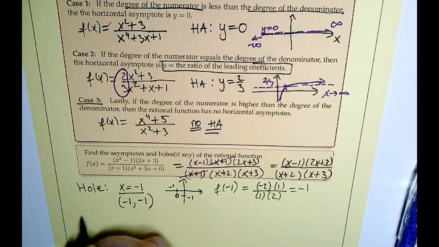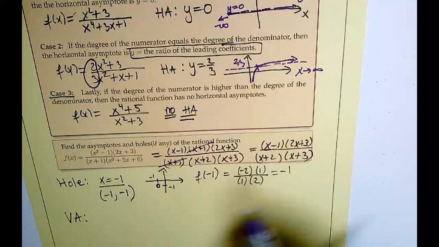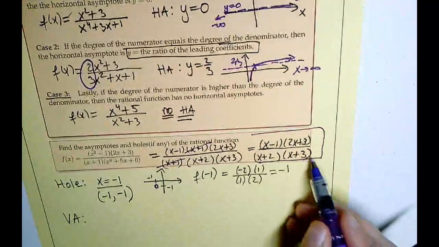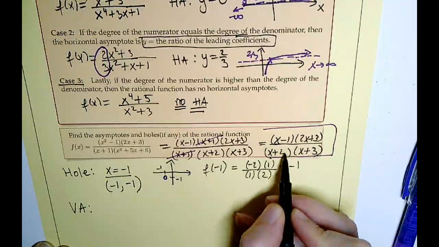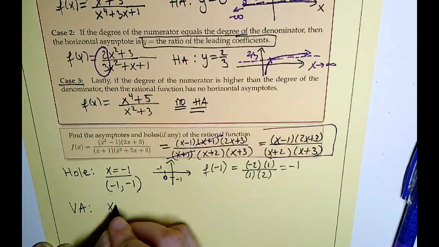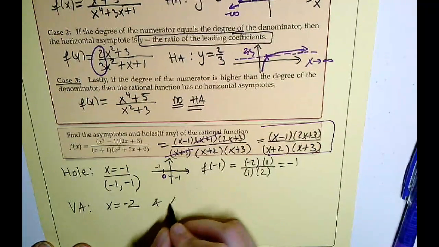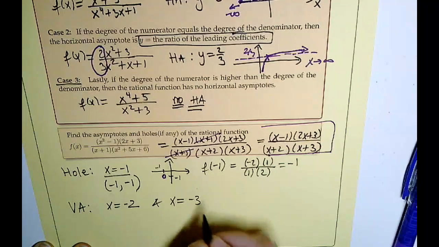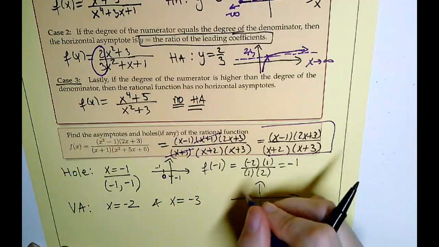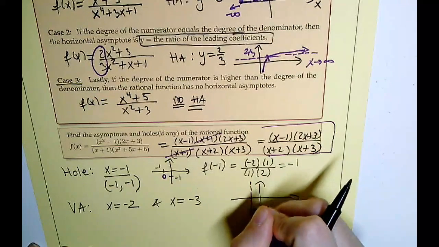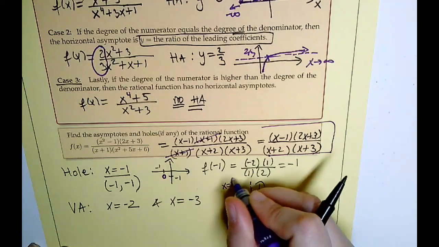Now let's find the vertical asymptotes. To get the vertical asymptotes, I'm going to look at the reduced function, and whatever makes the denominator 0, that's going to be my vertical asymptote. So x plus 2 equals 0 gives me the vertical asymptote x equals negative 2. And x plus 3 equals 0 gives me the vertical asymptote x equals negative 3. So when I draw this rational function, I'm going to have a vertical asymptote at negative 2 and another vertical asymptote at x equals negative 3.